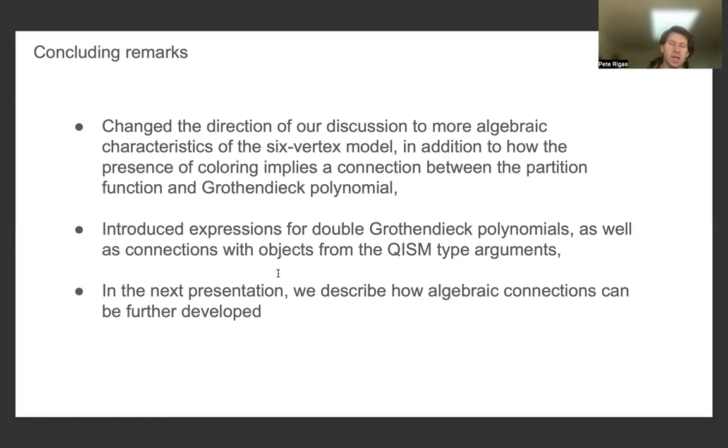And so this is to say that in the next presentation, we'll describe further how algebraic connections can be developed more.